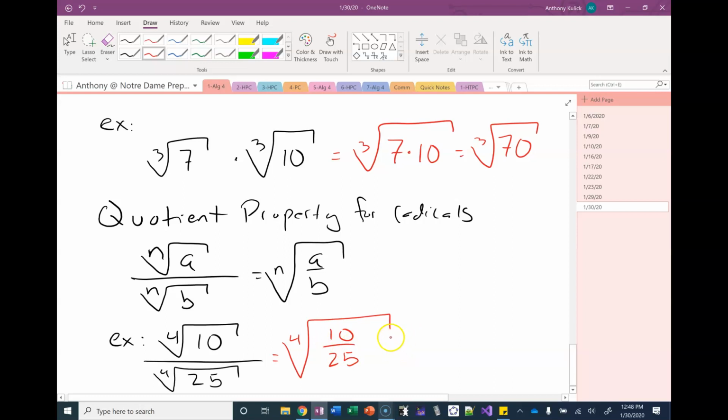And I can reduce the fraction 10 over 25, right? What does that reduce down to? 2 over 5. Is everybody okay with that idea? So these are two important properties that we're going to use to simplify radical expressions. Okay?